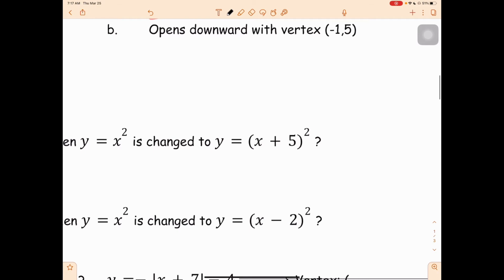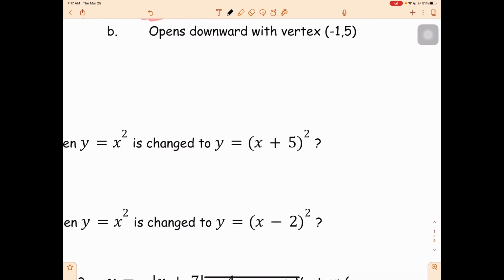All right, now this one says opens downward. So let's assume it's not going to get skinnier or wider, but if something opens down, that means my a must be a negative. And let's just assume it's a -1 here, okay? It does not get skinnier or wider. My vertex is -1, 5. So again, the -1 is my h, 5 is the k.